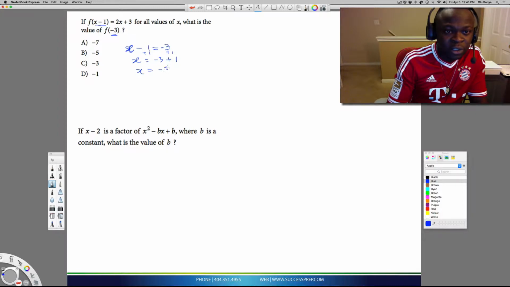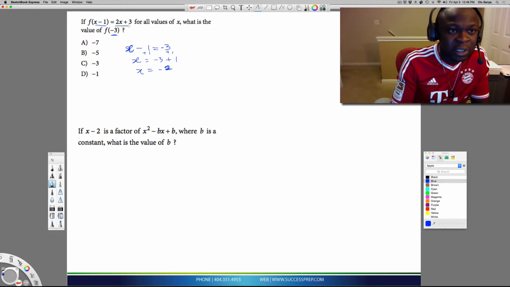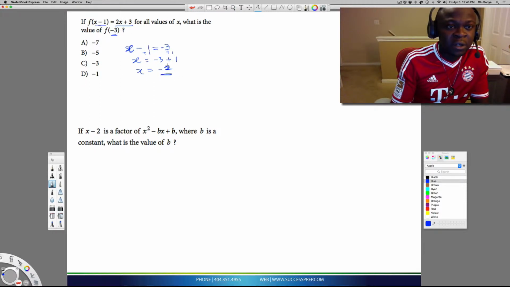Now, the question is not asking us for x. The x is minus 2, but the question is not asking us for x. It's asking for what f of minus 3 is. But you have to recognize that because this is a function question, we need to be able to plug in a value into this 2x plus 3. But that value has to be the value of x, which we just found. So the value of x is minus 2. So all you have to do now is solve the question of f of minus 3.